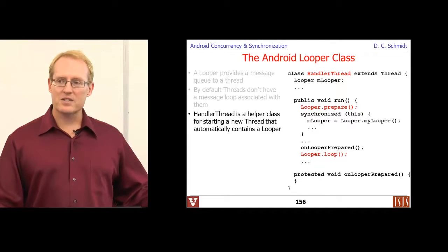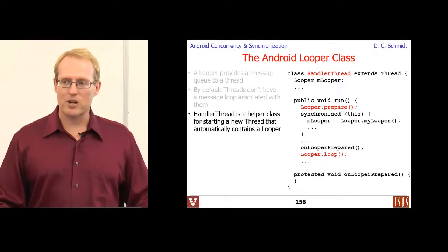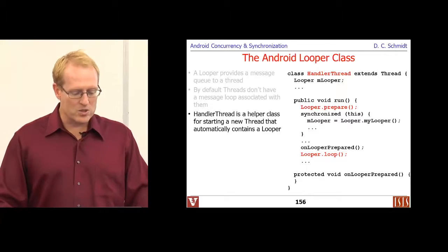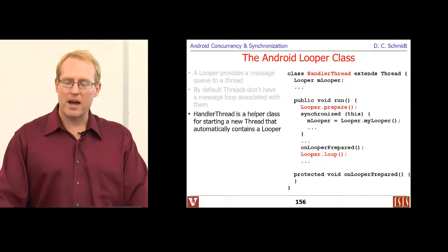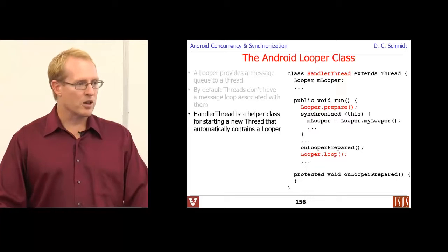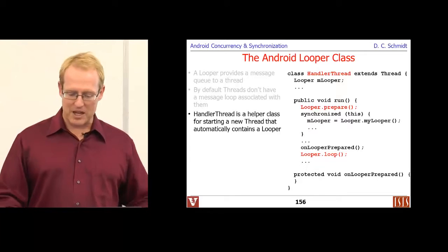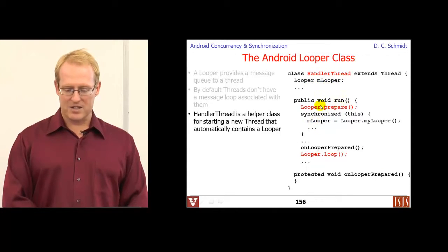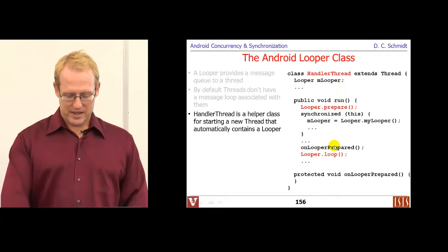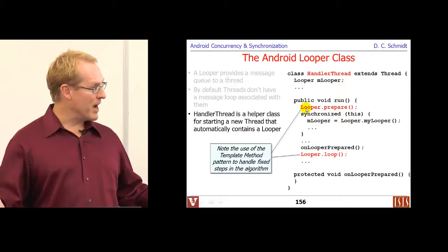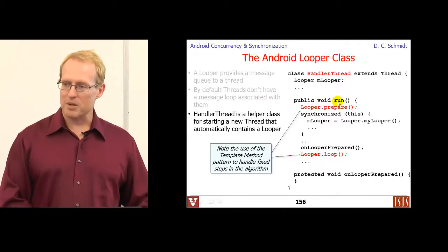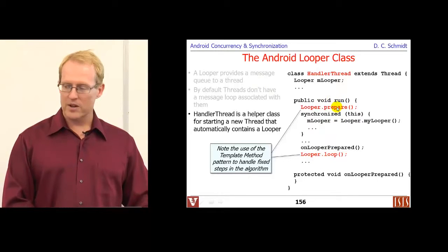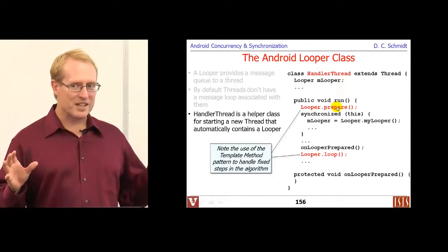There's a helper class called HandlerThread that's part of Android. You can use this to create a thread that automatically has a looper as part of it, as its very nature. So here's an example of how this works. We have HandlerThread, as you can see here, that extends Thread. It defines a looper, and it has a run method that calls Looper.prepare, does some magic. And this is actually the template method pattern that we talked about before. So run is a template method. It calls prepare, and it calls loop. Those are sort of the fixed steps in the algorithm.